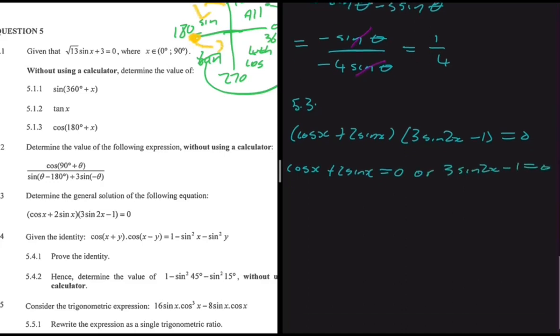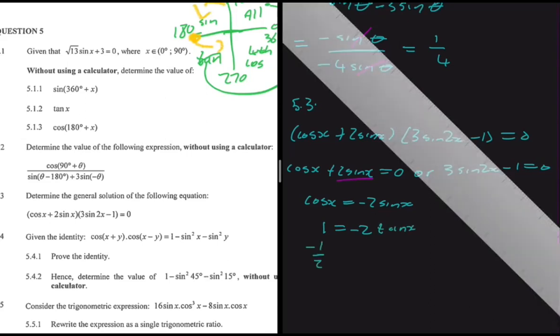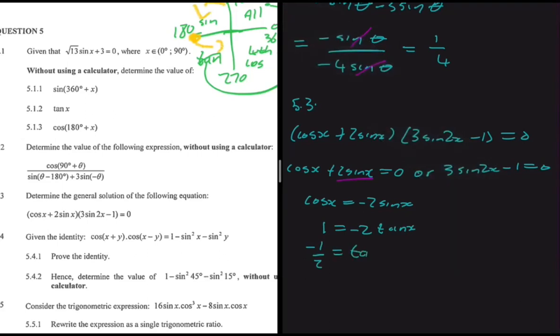One of them must be equal to 0. If we take 2 sine of x to the right-hand side, then we can divide both sides by cos of x and end up getting tan. So let's do that. We're gonna get cos of x being equal to minus 2 sine of x. If we divide both sides by cos, we're gonna get 1 being equal to minus 2 sine of x divided by cos of x. That will be tan of x. So minus 1 divided by 2 is equal to tan of x.